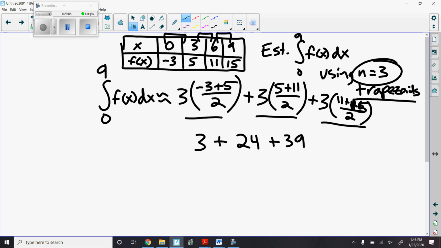So I just have to add these up. I'm going to do 39 plus 27. 9 plus 7 is 16. I get an answer of 66. Again, there's not enough information to determine whether or not this is an over or underestimate.